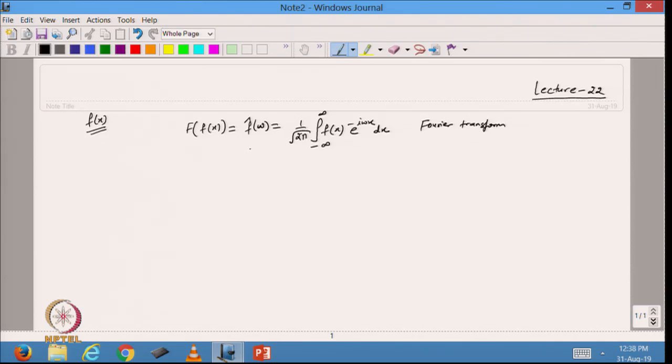And then from the Fourier transform, or from the omega space, if I want to come back to my x space, then I have defined that this function can be written back as, from here I will get f(x) as the integral of F(omega) e raised to power i omega x d omega. So, this expression is called the inverse Fourier transform.